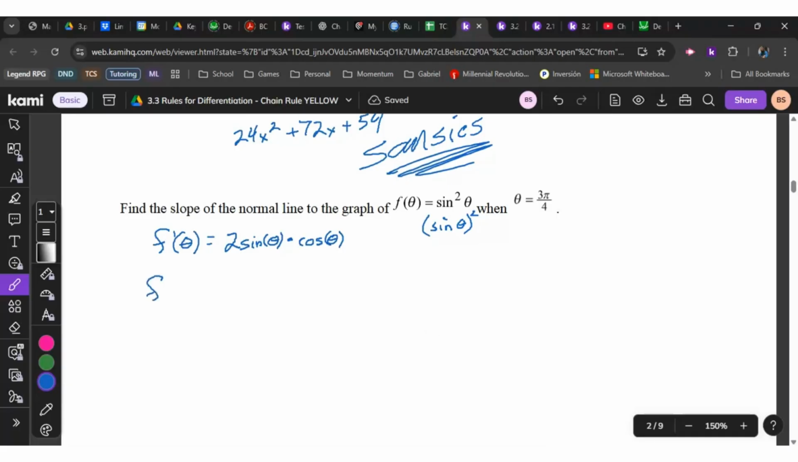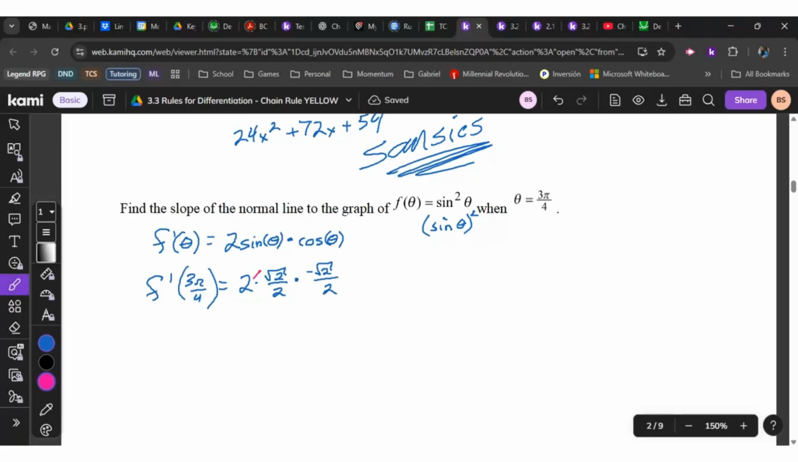We're going to find it at 3 pi over 4. So 2 times, what is the sine of 3 pi over 4? What quadrant is that? 3 pi over 4 is in the second quadrant. So is sine positive or negative? Positive. Square root of 2 over 2. Perfect. And cosine in that quadrant is? Negative square root of 2 over 2. Perfect. Then we just multiply.